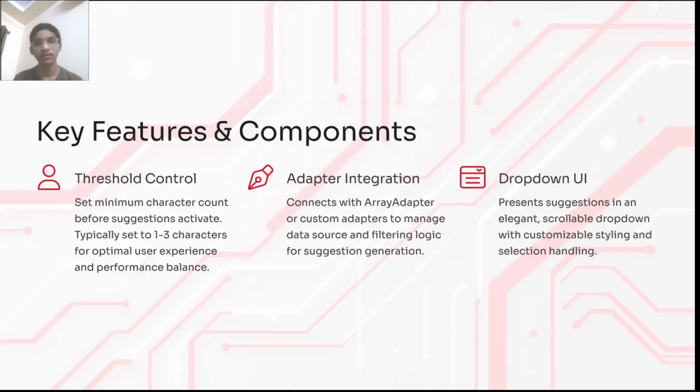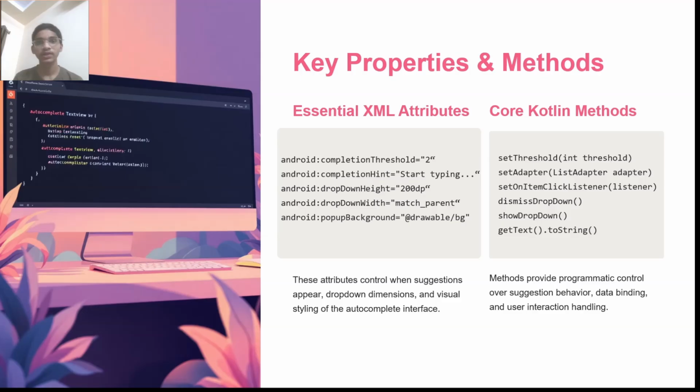So these three, threshold control, adapter integration, and drop-down UI, work together to deliver a smooth and efficient autocomplete experience. Now let's look at the key properties and methods of the AutoCompleteTextView.